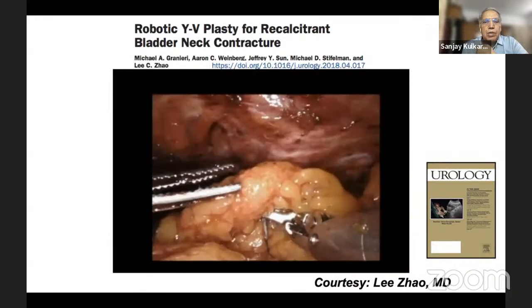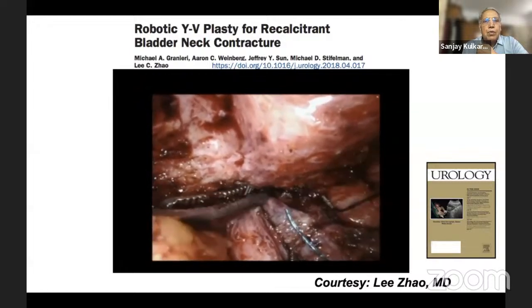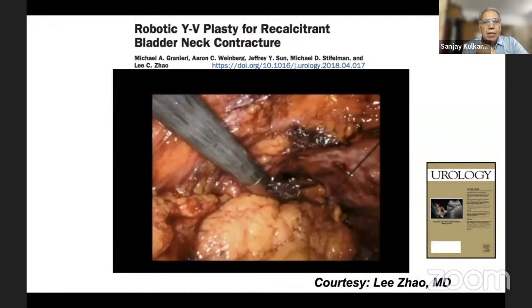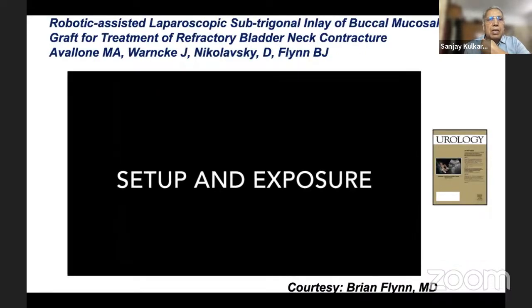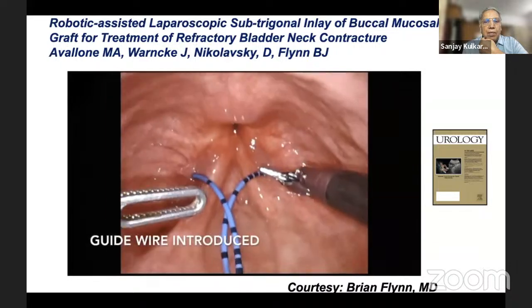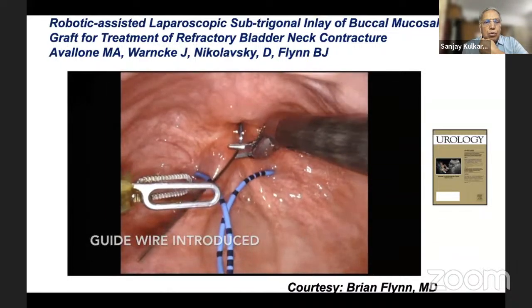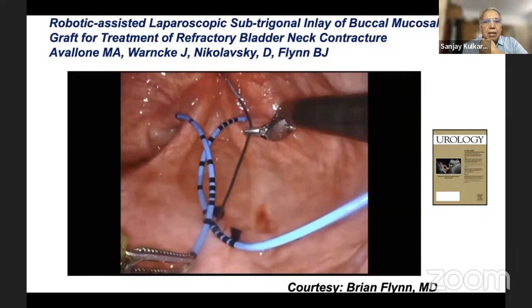And this procedure is called YV plasty. The incision is Y and then turn it into V. And this can be done. The second procedure I'm going to show you is from my friend, Dr. Dmitriy Nikolavsky. And now he wants to do buccal mucosal inlay.